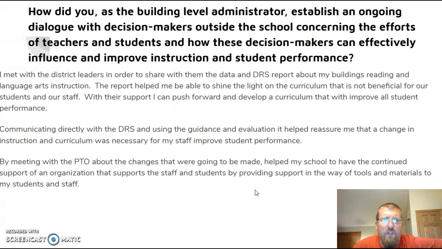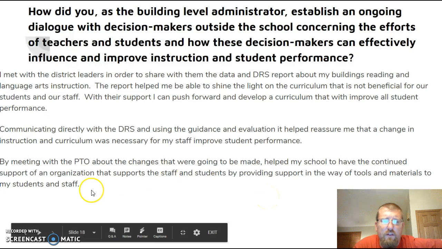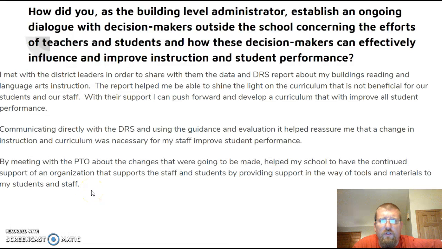How do you as a building level administrator establish an ongoing dialogue with decision makers outside the school concerning the efforts of the teachers and students, and how can these decision makers effectively influence and improve instruction and student performance? So I met with the district leaders and showed them the district reading specialist report. This helped me shine a light on the curriculum that is not beneficial for our students and staff. With their support, we can move forward with this and improve all student performance. I communicated directly with the district reading specialist and used the guidance and evaluation to help assure me that a change in instruction and curriculum was necessary for staff improvement.